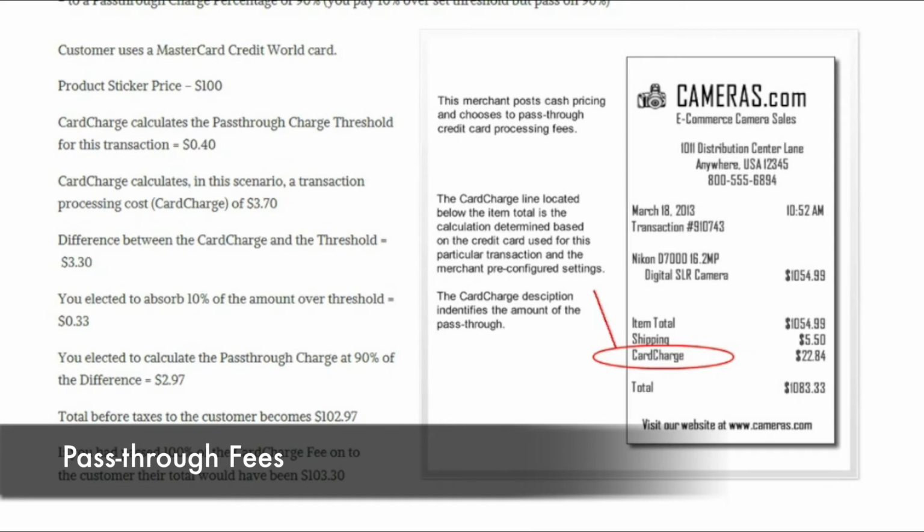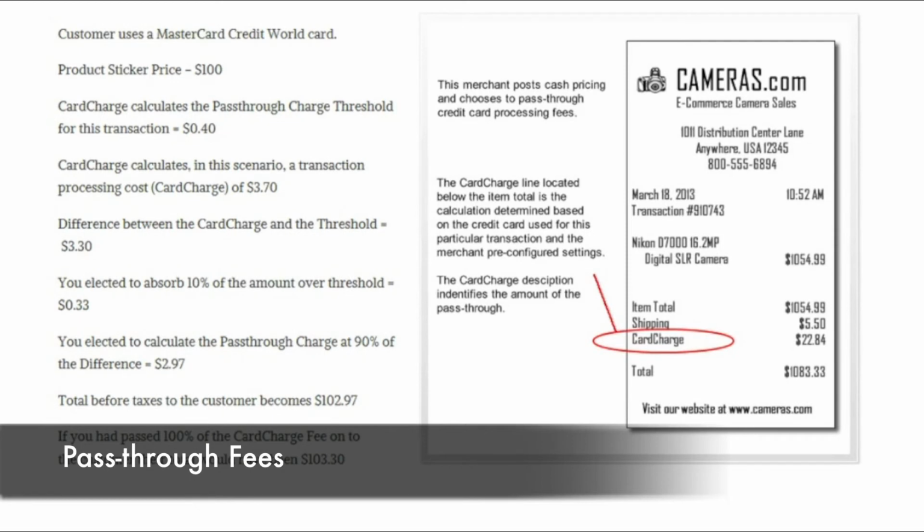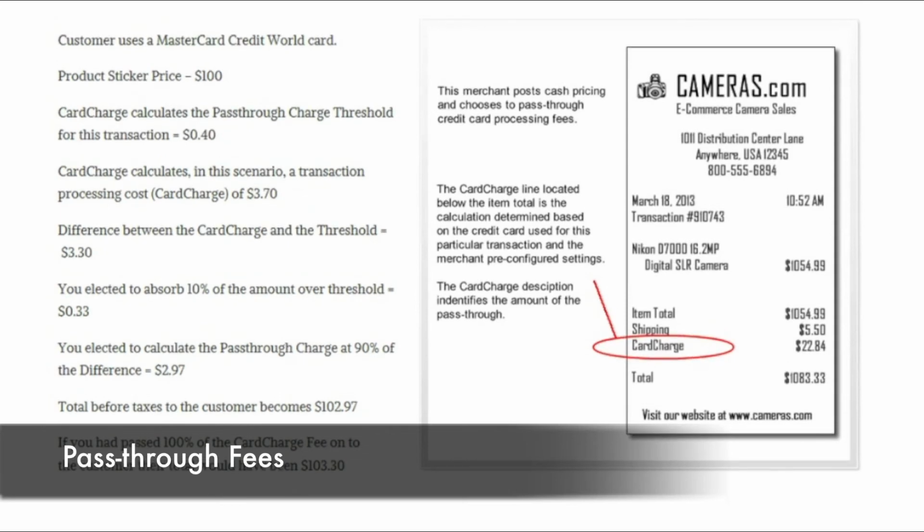And the merchant elected to calculate the pass-through charge of 90% and pass that through to the customer, difference being $2.97. Total before taxes to the customer in this scenario becomes $102.97. If the merchant had decided to pass through 100% of the CardCharge fee onto the customer, the total would have been $103.30.